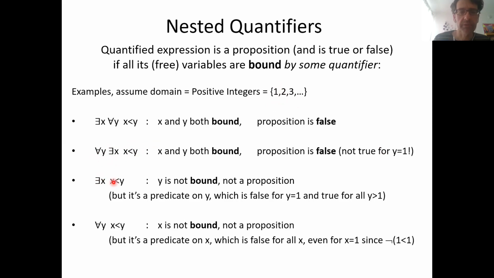If I skip one of the quantifiers, so if I have an expression like this, it is not a proposition, because y is still a free variable here, so it cannot be fully evaluated. It is, however, a predicate on y. So for particular values of y, this will get a truth value, and I can evaluate it, right? But it's not a proposition yet. It can be read and interpreted as a predicate. So if you just wrote this, I would interpret it as: you stated a predicate on y.